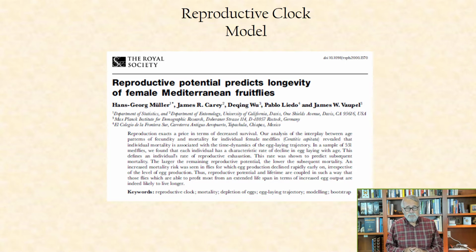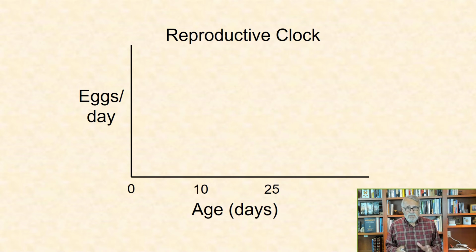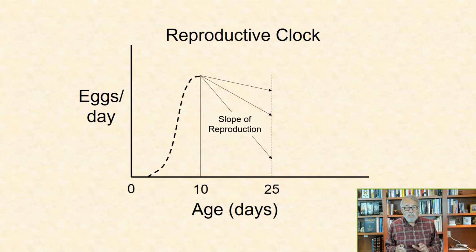The next model, Model 2, is reproductive clock. Hans Mueller and his colleagues at UC Davis developed a model of individual egg laying based on the rate of decrease in egg laying between ages 10 and 25 days. They discovered that individual egg laying trajectories rose sharply after egg laying began 5 to 17 days after emergence, reached a peak, and then slowly declined. The rate of decline varied between individuals, but this rate was approximately constant for each individual.